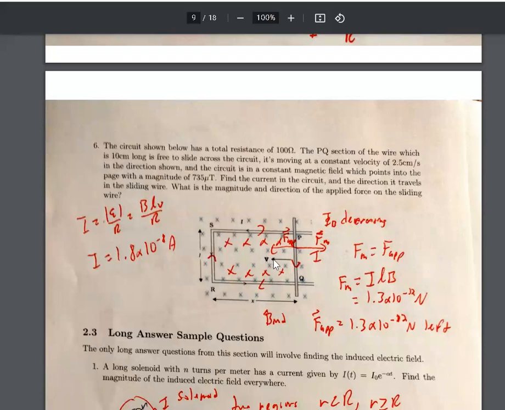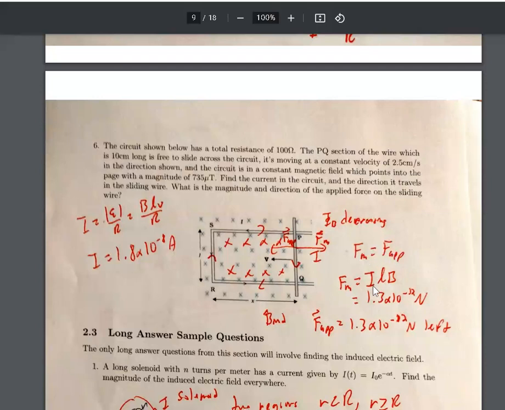Now since it's moving at a constant velocity, that means there must be an applied force that counteracts this magnetic force. So it has to go in the opposite direction, but they have to have the same magnitude. Now the magnetic force, at least if the current is perpendicular to the magnetic field, as it is in this case, is just the current times the length times the magnetic field. Well, we already found the current. We were given the length of this wire and the magnetic field. And so this gives us a magnetic force of 1.3 times 10 to the minus 12 newtons.